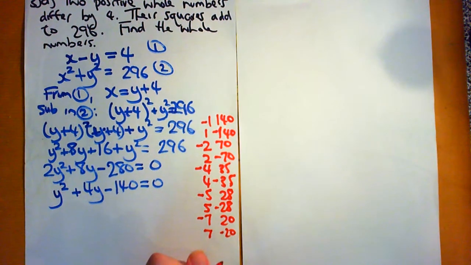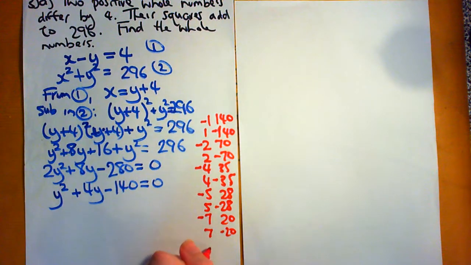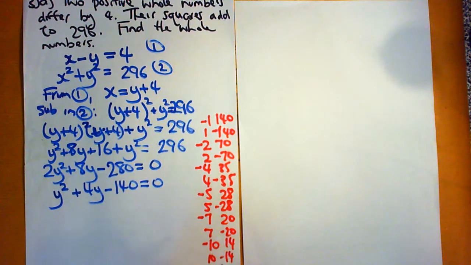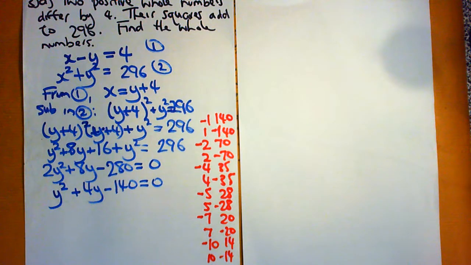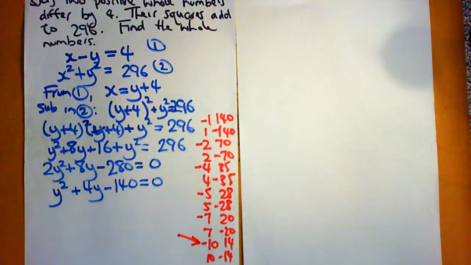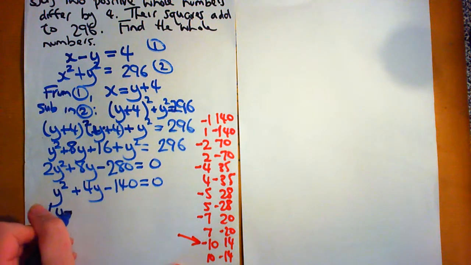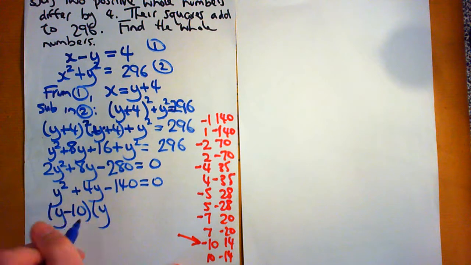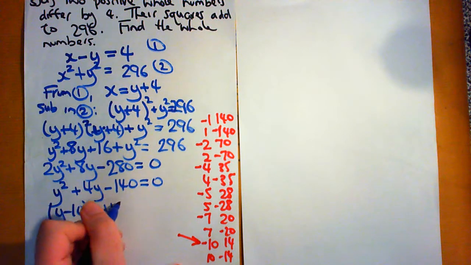8 and 9 don't go in, but 10 does, so this is going to be minus 10 and 14, or 10 and negative 14. So which pair adds up to 4? It's going to be the negative 10 and 14. So this factorises into y minus 10 times y plus 4.